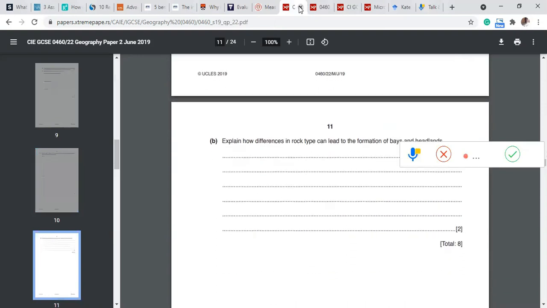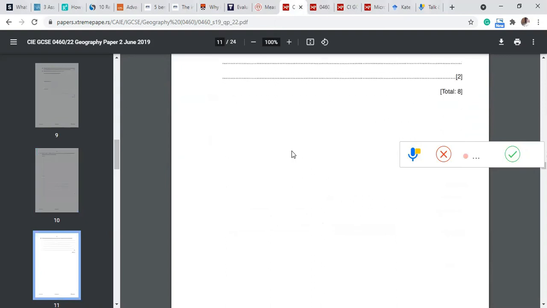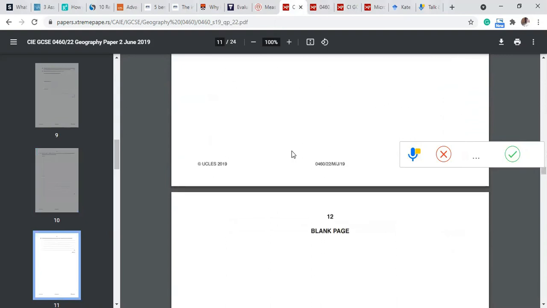It's just two marks. So just mention that there's a discordant coastline with hard and soft parts. The water wore away the soft part faster than the hard part, and the soft part goes inward to form a bay, while the hard part that is still standing is a headland.